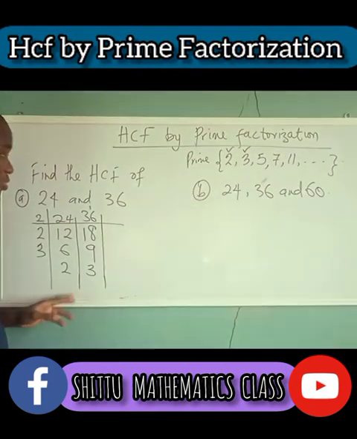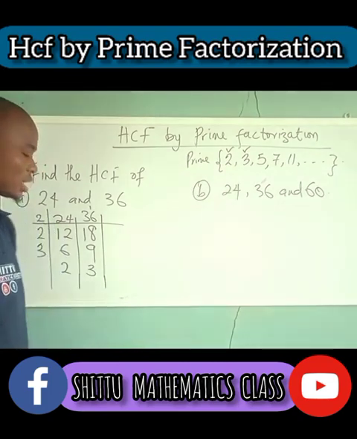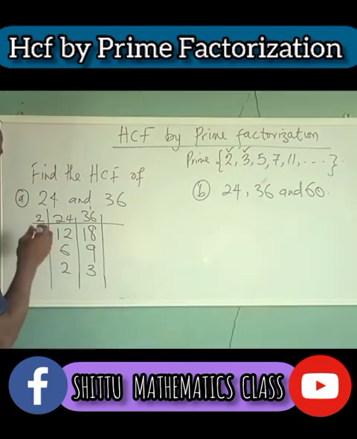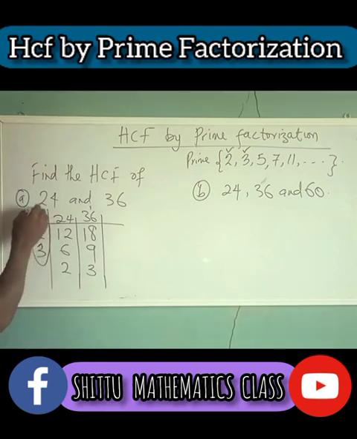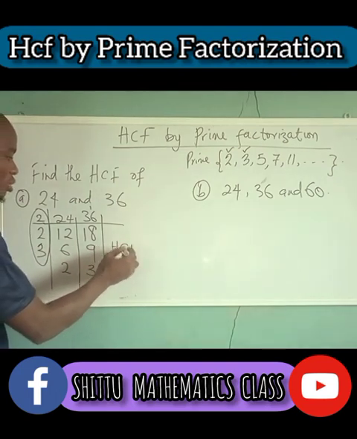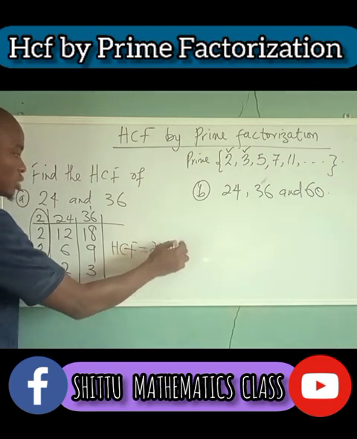Are you getting it now? When you look at this, you can see that we cannot find any one here. Are you getting it now? And that is where we are going to stop. So now what will be our HCF? We are going to take the product of this, okay? This first column, that is the HCF, is going to be the product of this, that is 2 times 2 times 3.